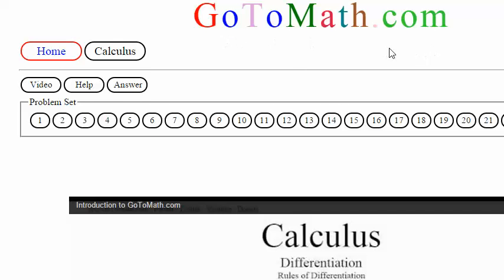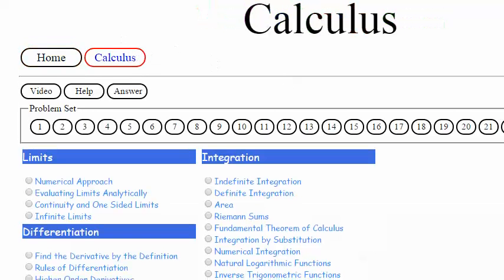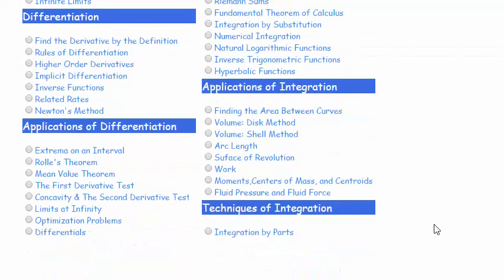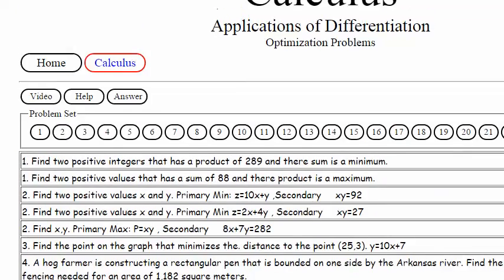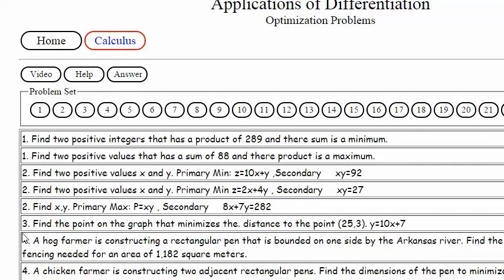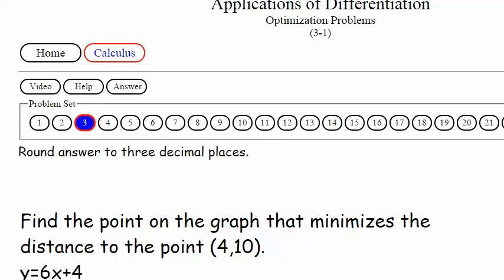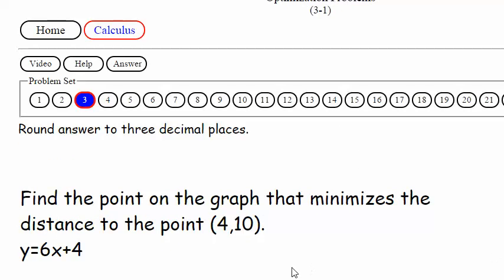We're here at gotomath.com working some calculus problems, and we're down here in the section on optimization, and it looks like we're going to be doing three here, and it looks like there's only one problem. What's up with that? All right, round to three decimal places. Okay, find the point on the graph that minimizes the distance to the point (4, 10).